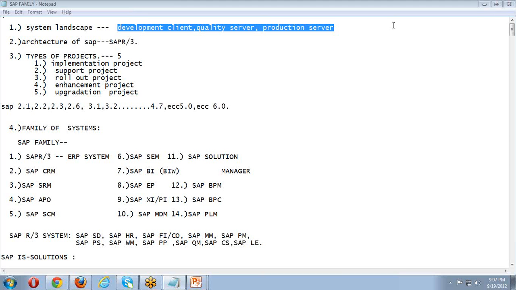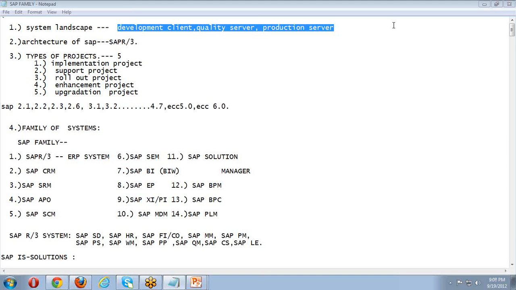Am I clear to you? Yeah. So this is the whole cycle that will go on, starting from requirement gathering to the go live and support. The whole cycle is segregated into 5 phases. That is initial project preparation phase, business analysis phase, design and build phase, testing phase, and go live and support. All these 5 phases together are called ASAP methodology.